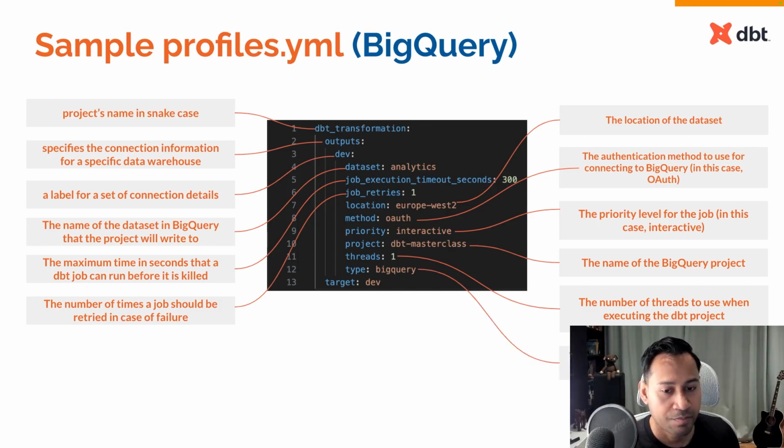Type of data warehouse, pretty self-explanatory. And then target, we've explained which target we would be using. If you have multiple targets, you might want to handle this dynamically, right? So that's what it is for profiles.yml.